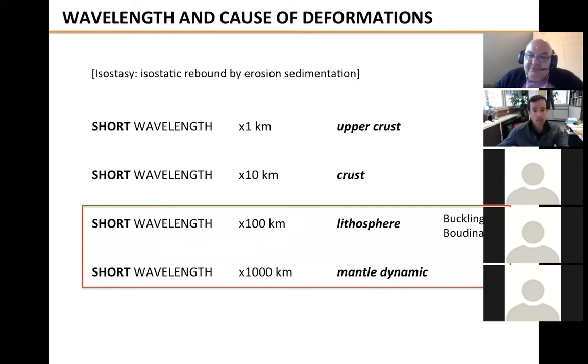So we define different wavelengths based on multiples of deformation: 1 kilometer, 10 kilometers, 100 kilometers, 1,000 kilometers. And I apologize, I put "short" everywhere. So this is short, medium, long, very long. Okay, so short, medium, long, very long.